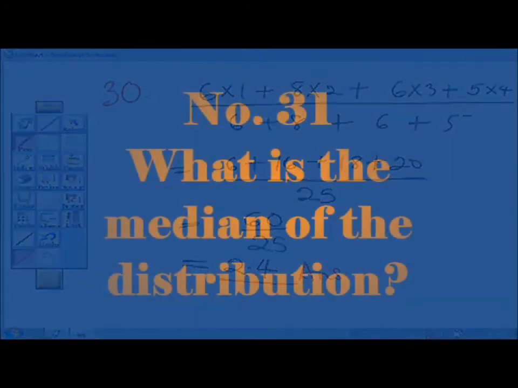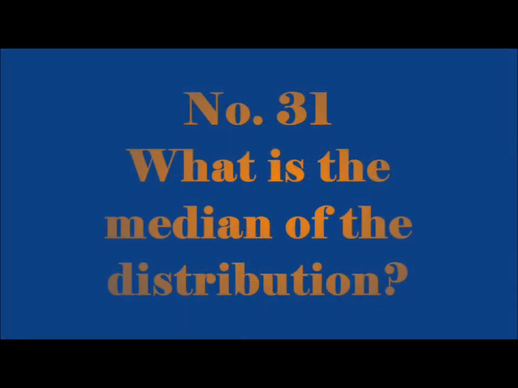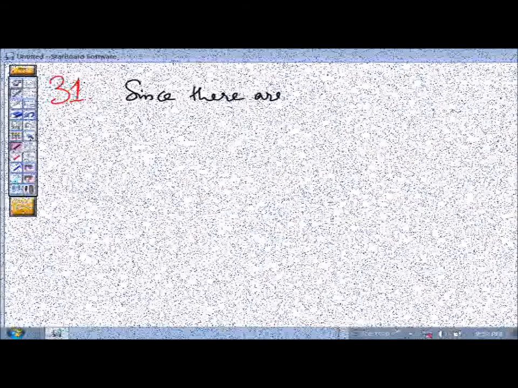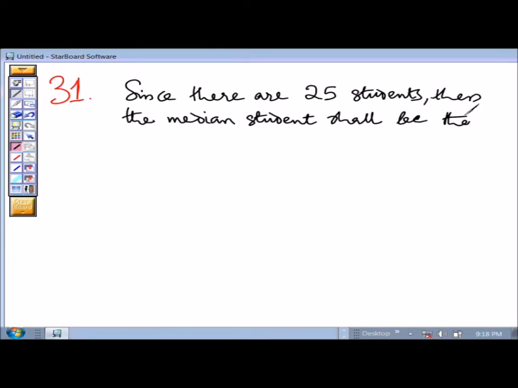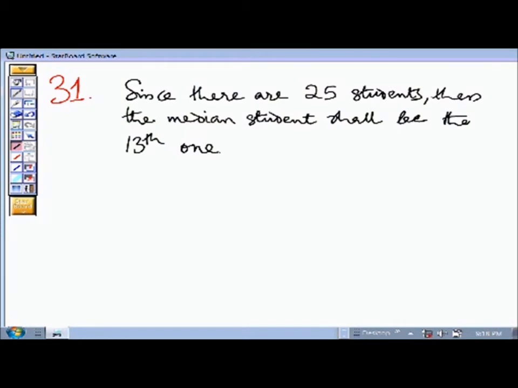Question 31. What is the median of the distribution? Since the number of students in the said class is 25, that is by adding the heights of all the bars together, then it means if they are arranged according to the marks that they obtained, the 13th student shall be the one in the middle, that is the median mark.